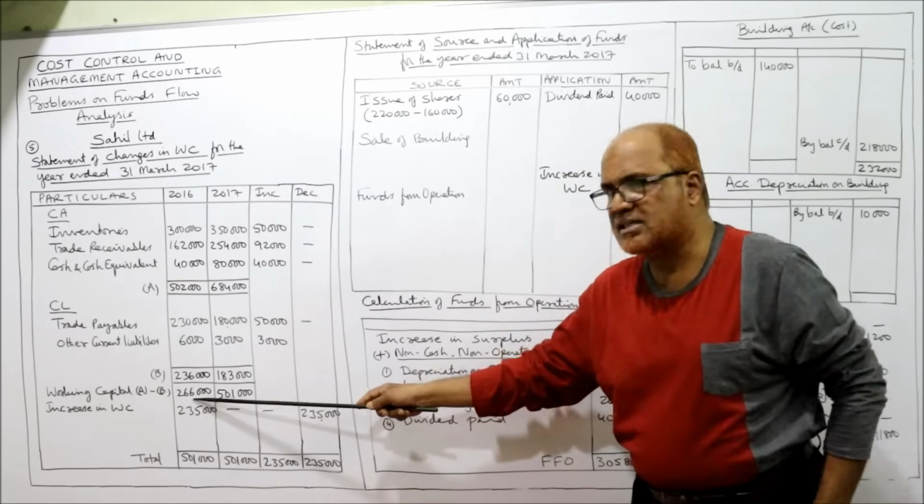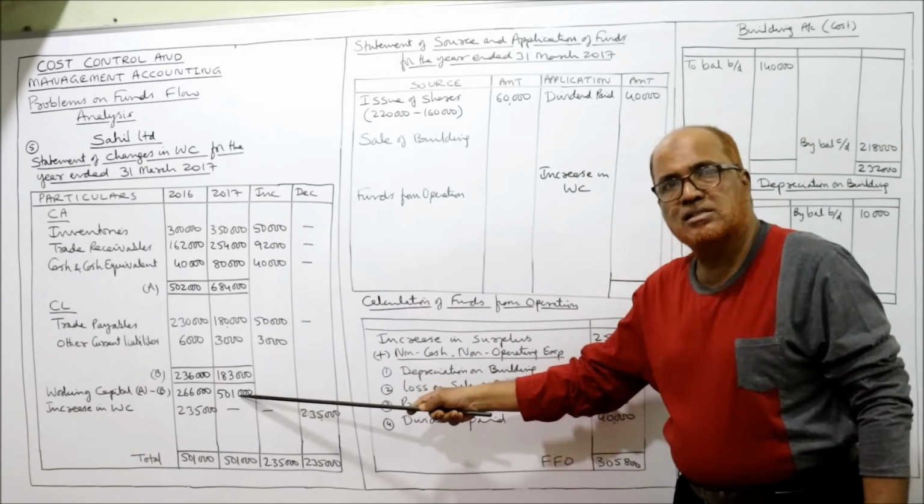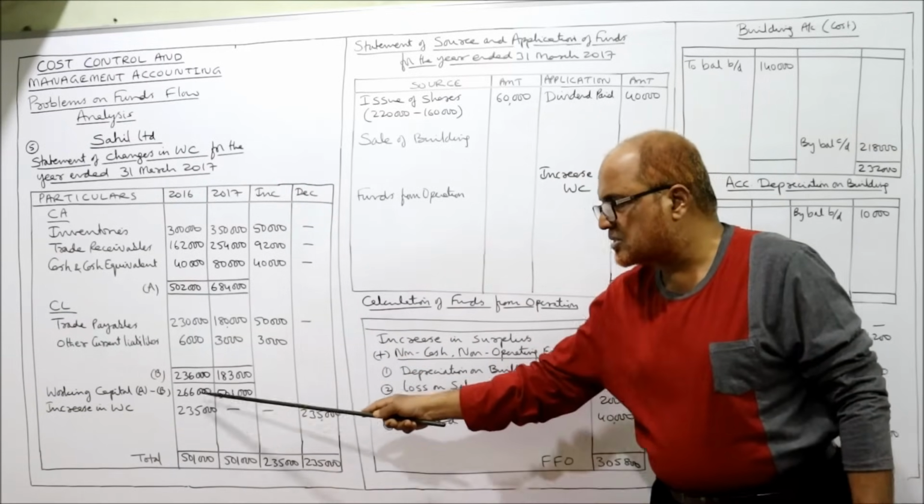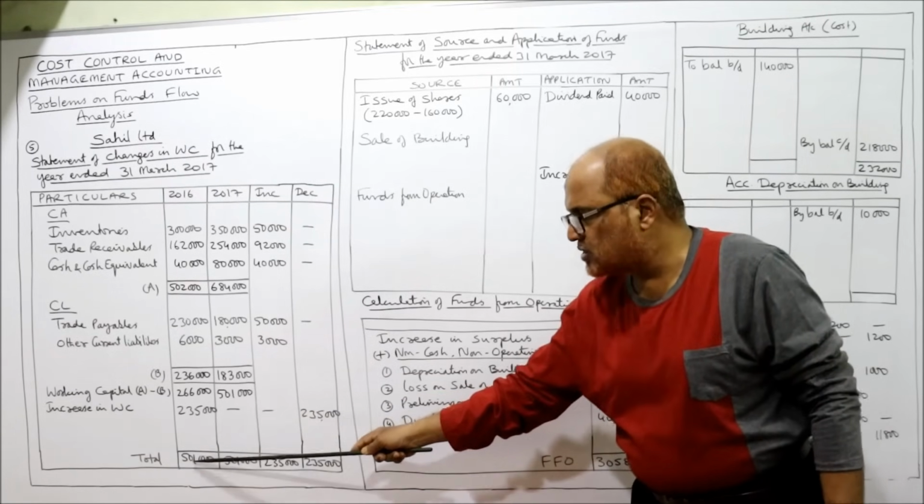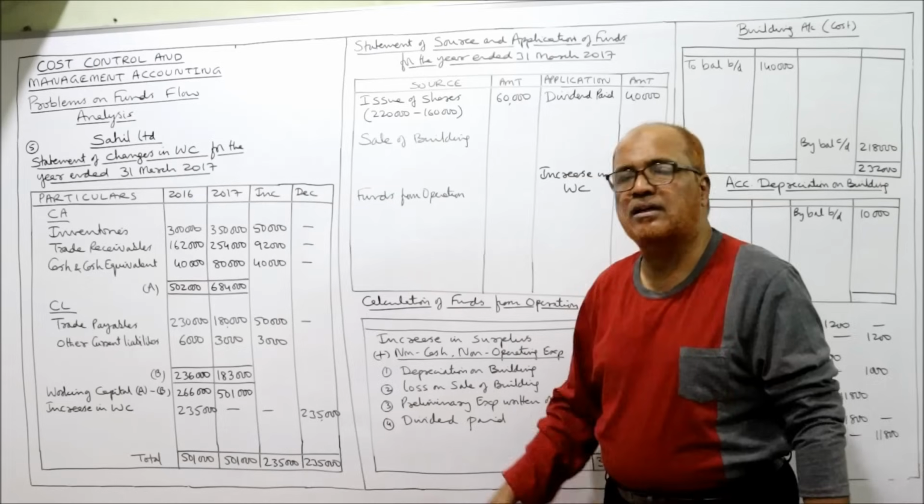266 is the working capital last year. Current year 5,01,000. So current year increased. So here I have written increase in working capital. How much is the difference? 2,35,000. In that column, whichever is less. The total is 5,01,000. We got the answer: increase in working capital 2,35,000.